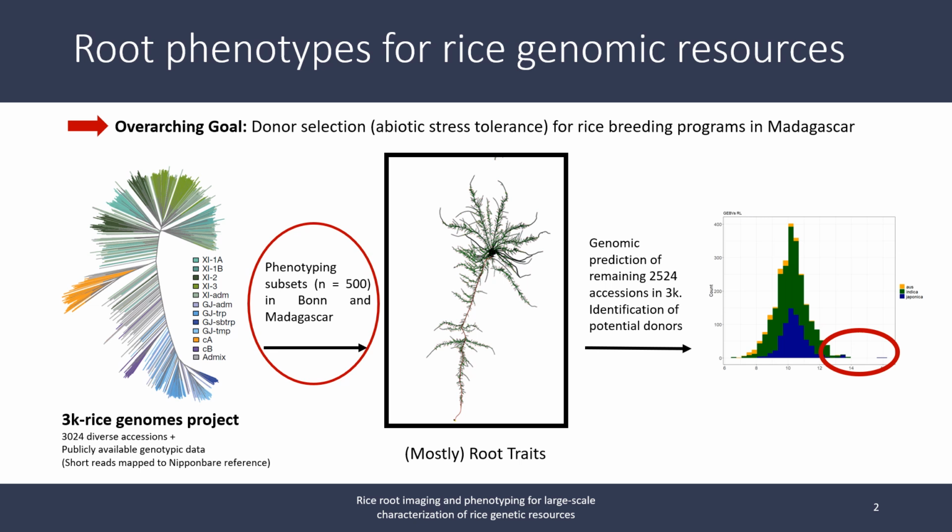A large genetic resource of 3,024 diverse rice accessions is publicly available within the 3K Rice Genomes project, along with genotypic data consisting of single nucleotide polymorphisms for all of these accessions. As phenotyping root architectural traits for all 3,024 accessions is not feasible, the current project is aiming to phenotype a subset of 500 accessions representing more exotic subpopulations of rice in Bonn and Madagascar, and to use the resulting phenotypes to calibrate a genomic prediction model to predict the remaining accessions in the set.